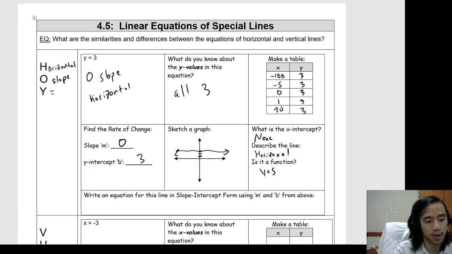If we write an equation for this line from m and b, this would be y is equal to 0x plus 3. 0 times anything is just 0, so we're left with y equals 3.